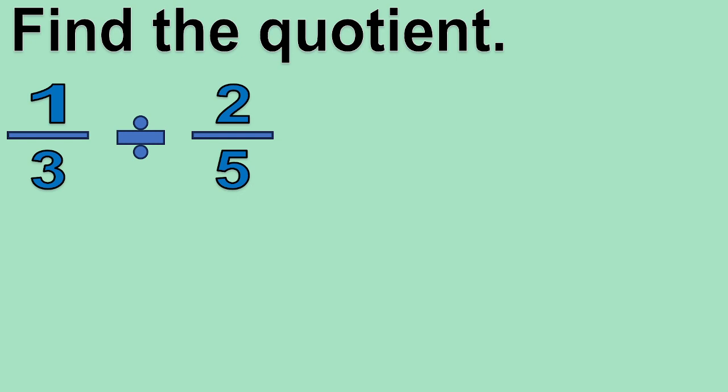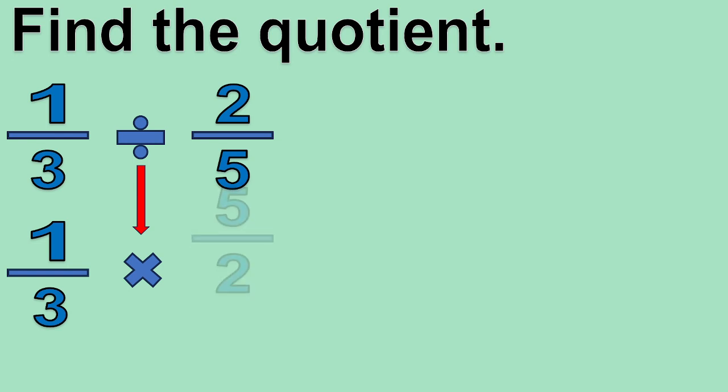First, keep the first fraction as is. Then, change the division sign to a multiplication. Then flip the second fraction or swap the numerator and the denominator.